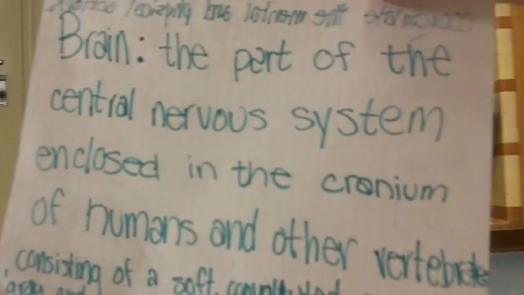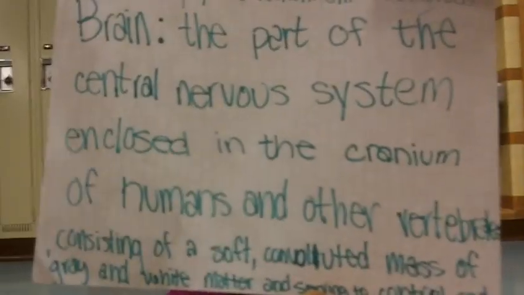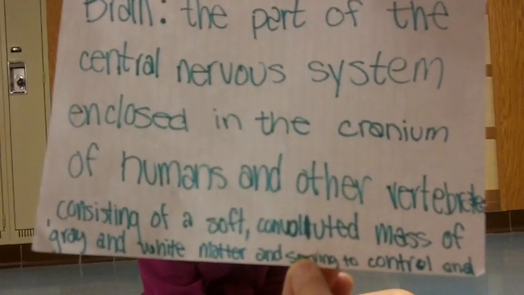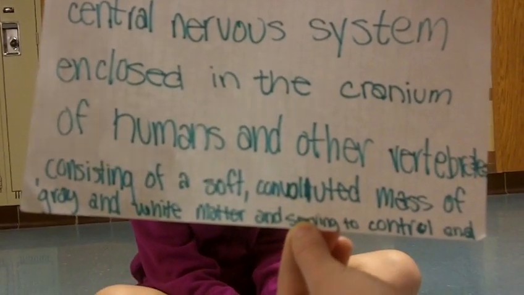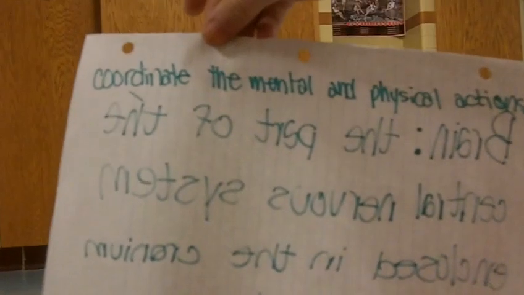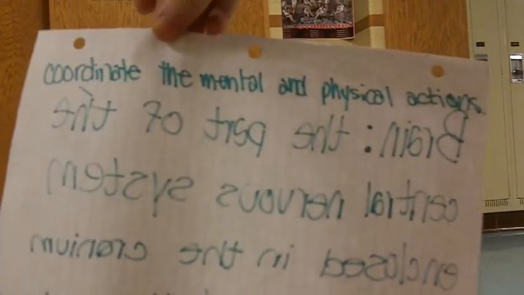Brain: a part of the central nervous system enclosed in the cranium of humans and other vertebrates, consisting of a soft, convoluted mass of gray and white matter, and serving to control and coordinate the mental and physical actions.